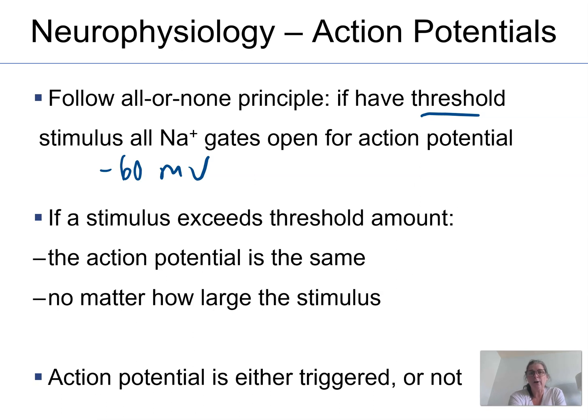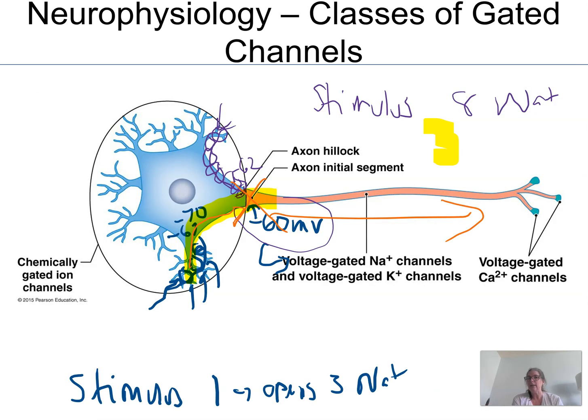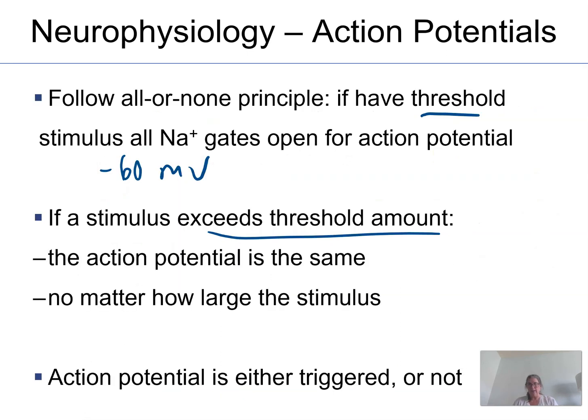If it's stronger, you get the same result. So in my previous example, when I said, okay, well, let's open up 10 channels, I would get the same result if I open 20, because all I've got to do is get right here at minus 60 and the exact same thing happens every time. So that's why it's called the all or none law. You hit threshold, boom, you get the same action potential, the same intensity, no matter how big the stimulus is. So you either have one or you don't.